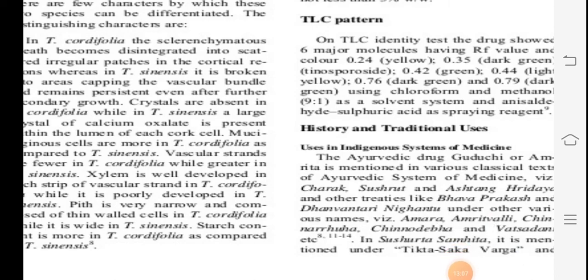In the next lecture we will see the next part. Okay, next example, Strychnos nux vomica. Thanks to all.